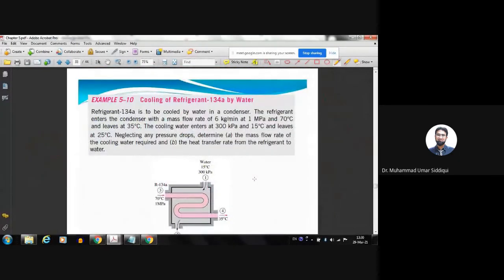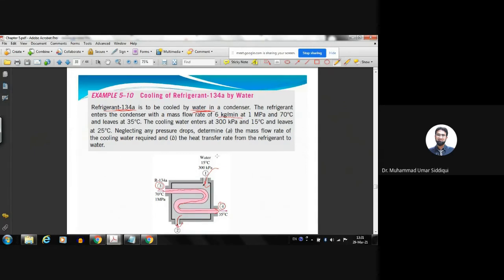Okay, so let's come over to a problem related to the same heat exchangers. We have R134A to be cooled by water in a condenser. The refrigerant enters the condenser with a mass flow rate of 6 kg per minute. So we have a situation like this: R134A is entering from point 3 and leaving from point 4. This is all inside the pipe all the time. Water is entering outside the pipe, flowing over the pipe, and getting out from here.